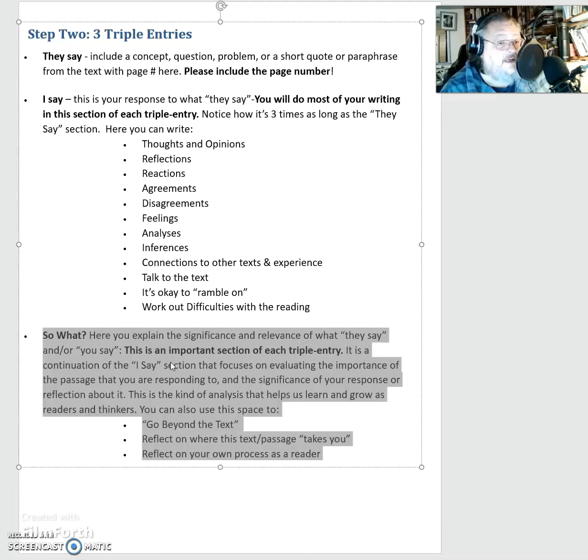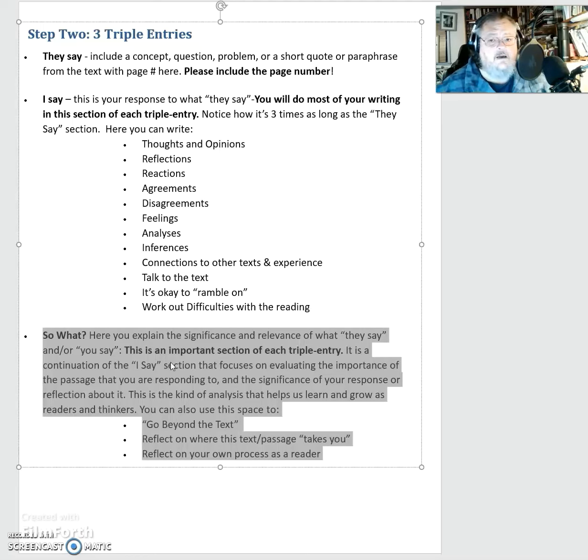You can go beyond the text. If something in the text reminds you of an experience or another text or a situation, this is where you would jot it down. You can also reflect on where this passage takes you, down memory lane, or to another class, and so on. It's that kind of connection that you're making. And here you can also reflect on your process as a reader.